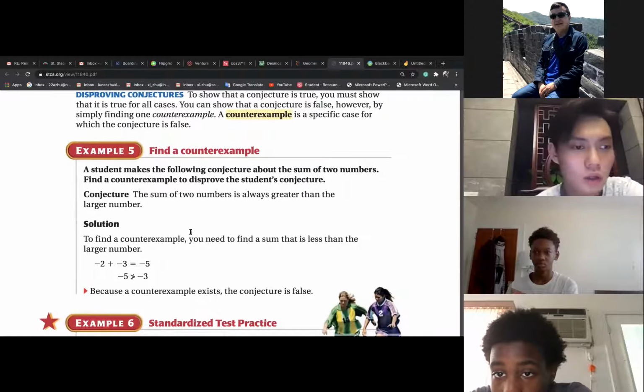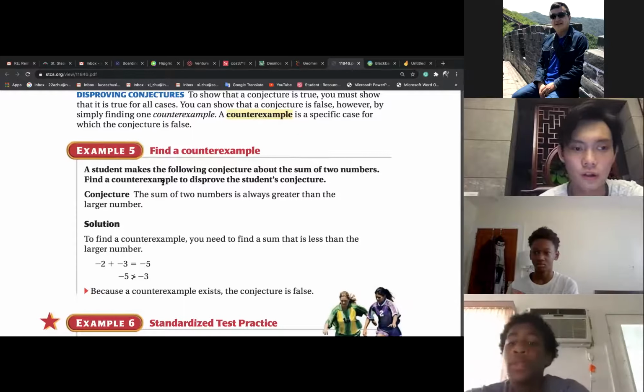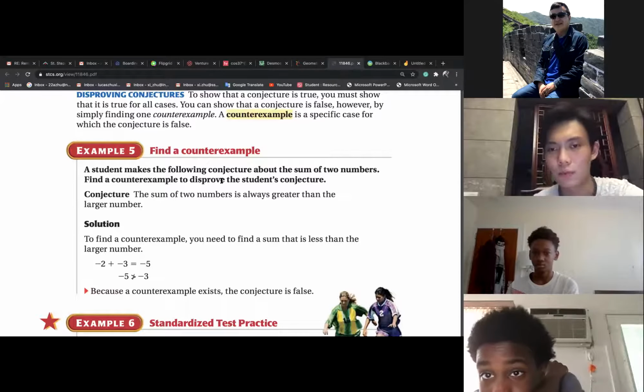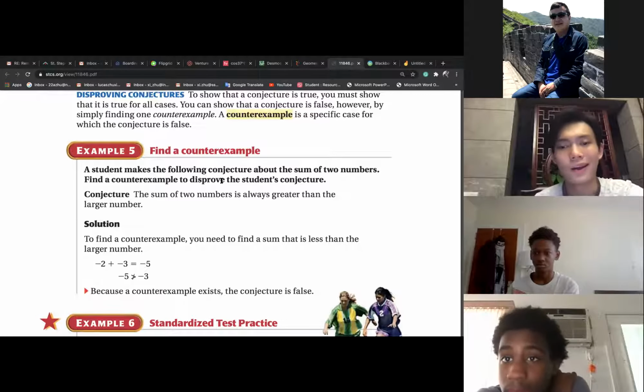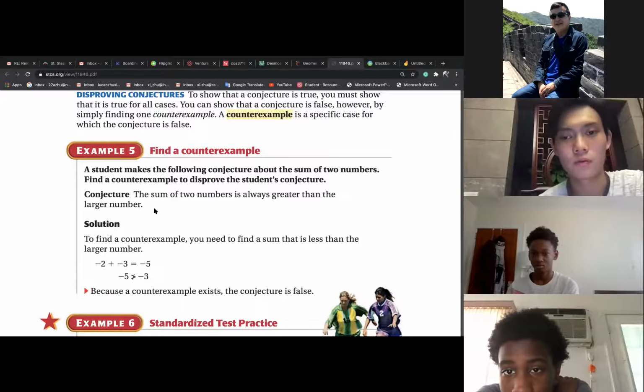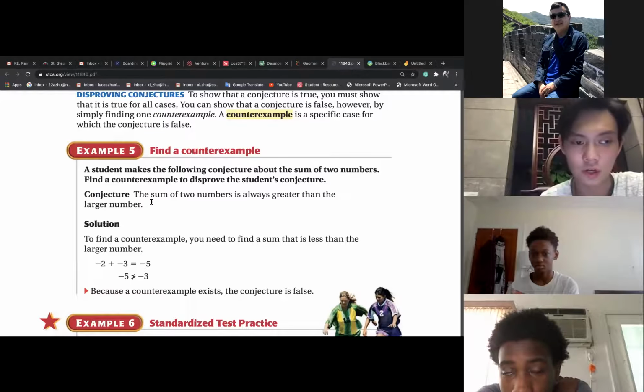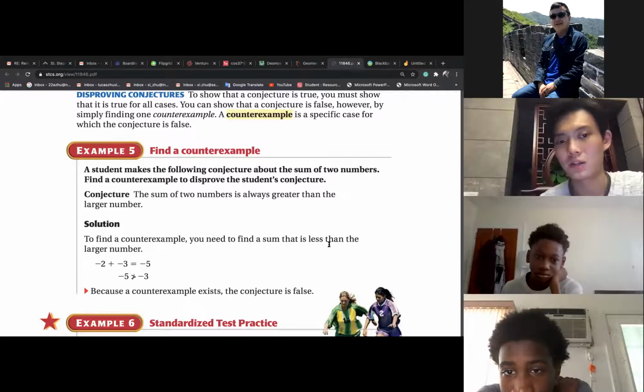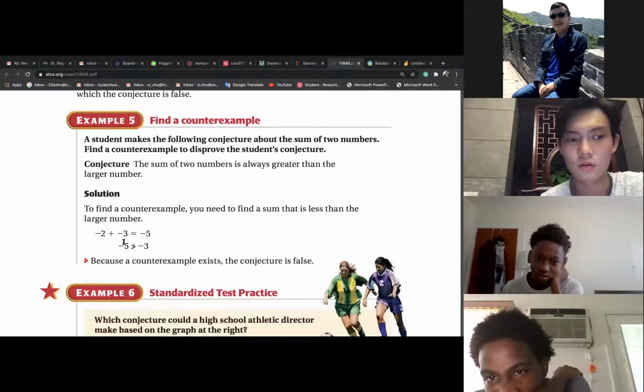But also remember, a student makes the following conjecture about the sum of two numbers, and you find a counterexample. Counterexample is also really important in geometry. When you're trying to prove something and you get an answer, you have to try to think of a counterexample that does not agree with your answer, right? And in that way, you know your answer might not be true, right? So the conjecture over here is the sum of two numbers is always greater than the larger number. But now we have to find a counterexample for that. So you need to find a sum that is less than the larger number, see? Because the counterexample exists, the conjecture is false, see?